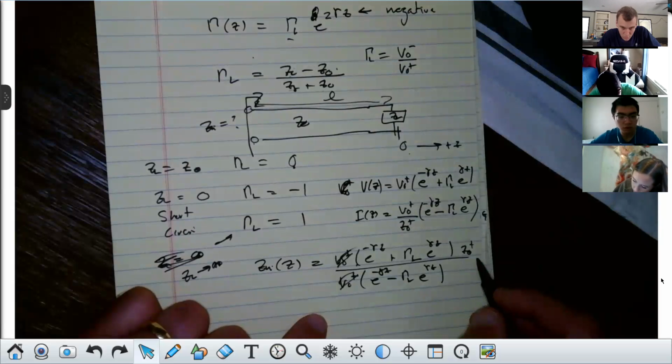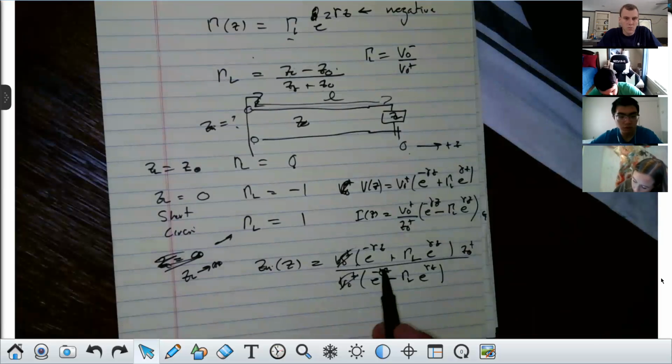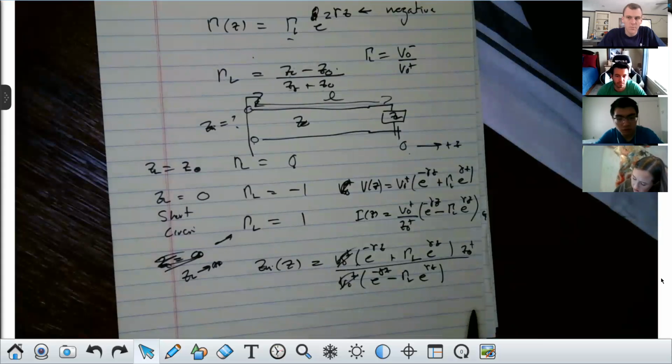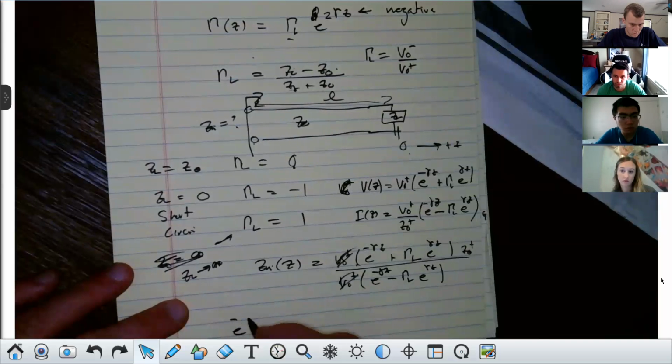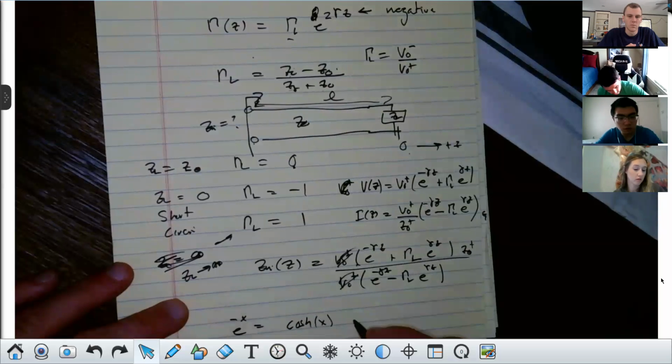When I take a look at this equation, are you familiar with hyperbolic functions at all? Anyone? Do you know what I'm talking about when I say a hyperbolic function? Sinh, cosh, tanh. All right, well, I don't want to linger on this because it's not used very often. But if you have e to the minus x, that's equal to cosh of x plus sinh of x.